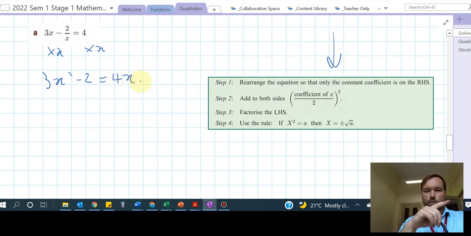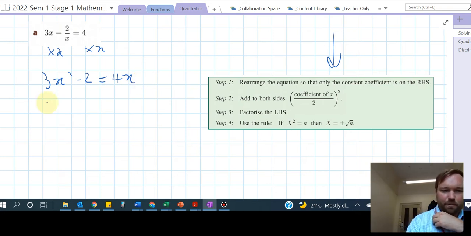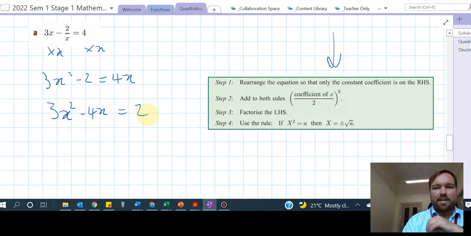We want all the x's on one side, all the numbers on the other. So I'm going to take 4x from both sides and add 2, both in one step. 3x squared, take 4x, equals 2. Here's the slightly nasty thing. We need to get the coefficient on its own, so we need the leading coefficient to be 1. So, and this is nasty, I'm going to divide both sides by 3.